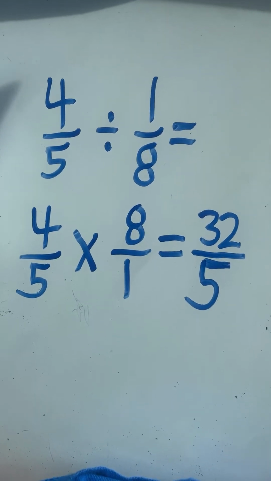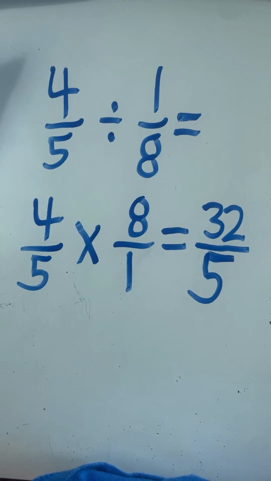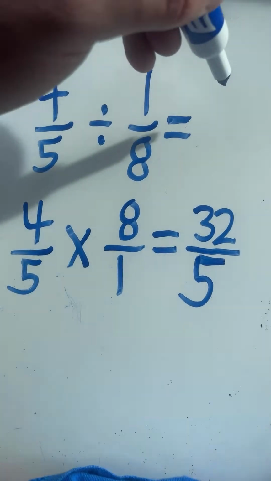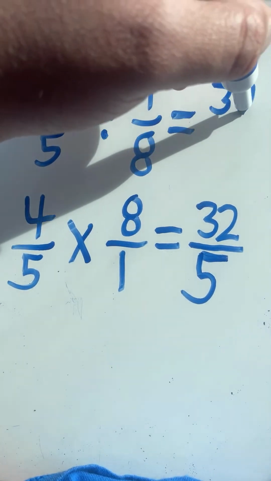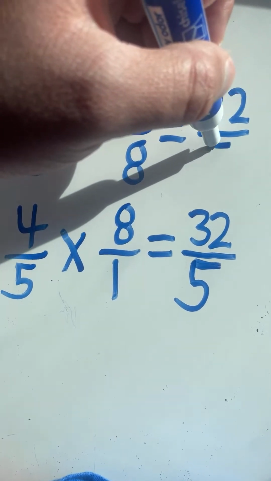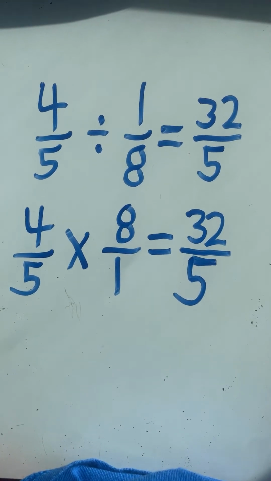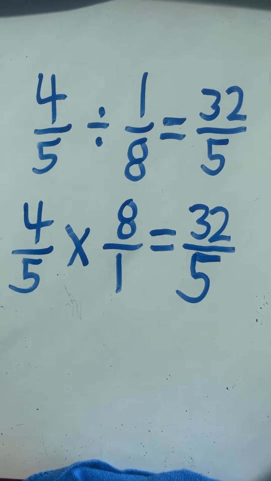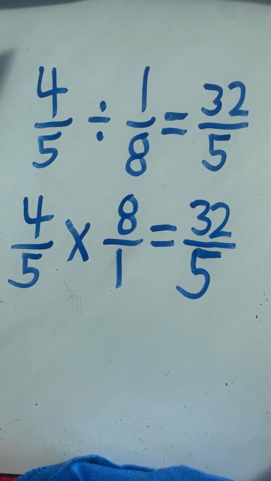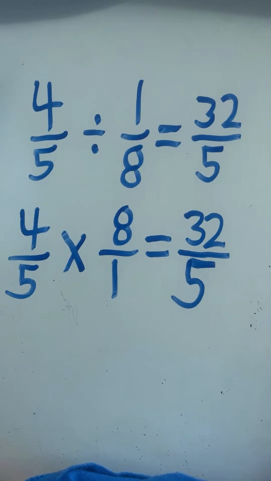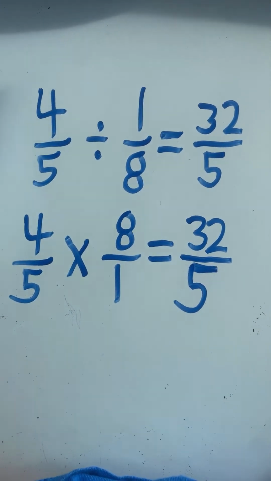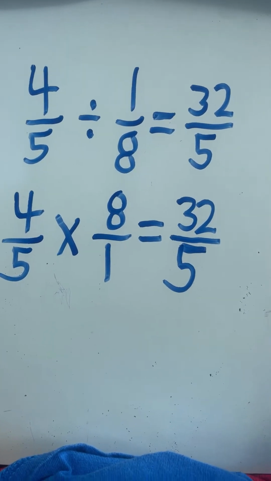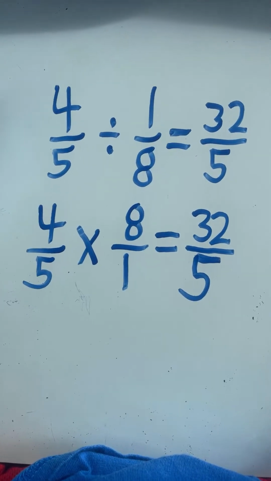And we have our answer. 4/5 divided by 1/8 equals 32/5. Now this can be converted into a mixed number, but again, I'm going to save that for another video. As a mixed number, the whole number in there would be 6. If we were going to convert it, it would be 6 2/5. But usually, I like to make that its own video.